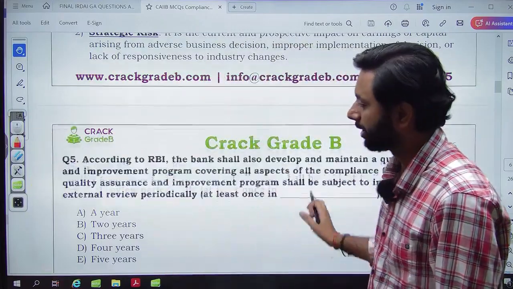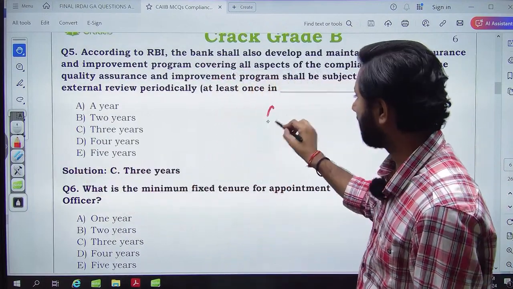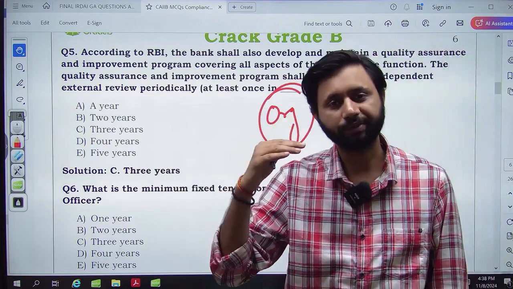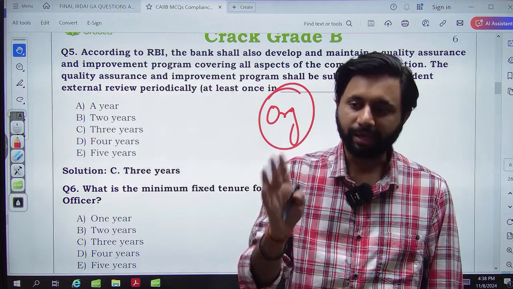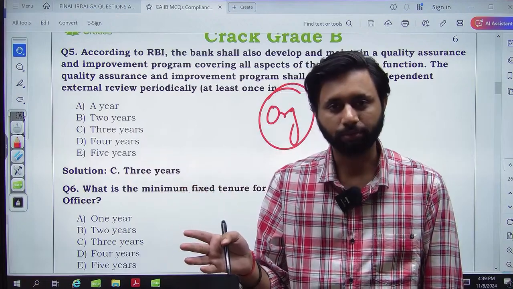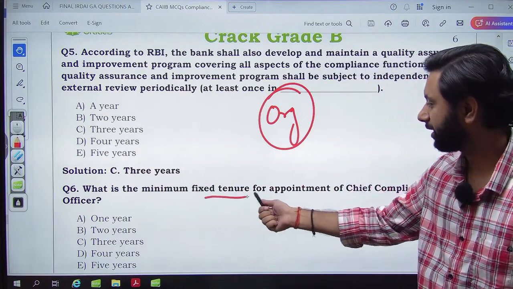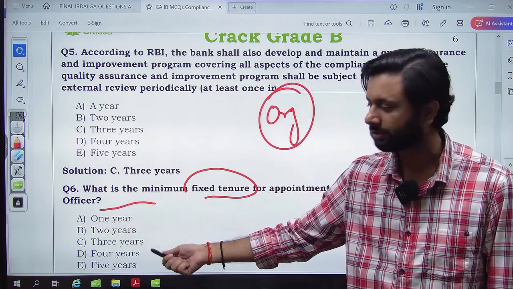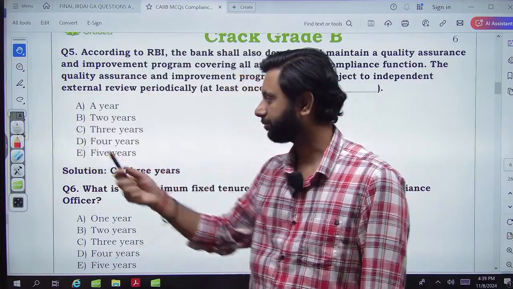चलिए, similarly we'll talk about the organizational framework in which we have a chief compliance officer at the top that is solely responsible for making sure that all the compliances that a particular bank has to do must be done. So what is the minimum fixed tenure for appointment of chief compliance officer? All of you must have seen the answer. It is 3 years. Static information anyways, but very important for you to remember.